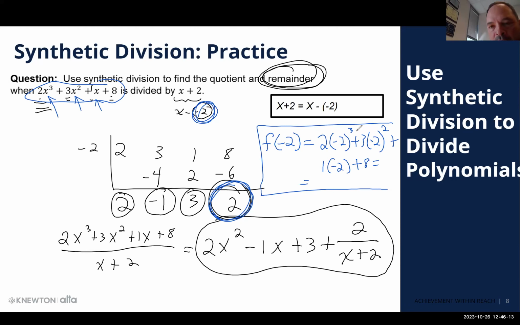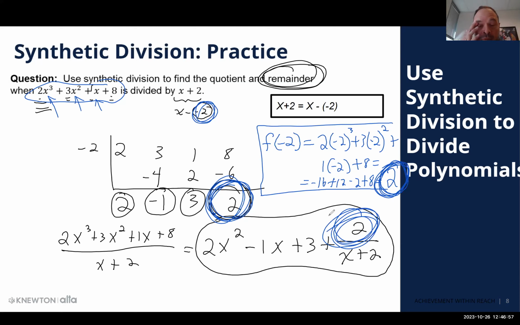So what do we get? Negative 2 to the third power is 8 times 2 is 16. And I believe it's negative 16 because negative 2 to the third power is negative 8. Negative 2 squared is 4 times 3, that's 12. Then this is a minus 2 plus 8. Okay. So negative 16 plus 12 is a negative 4. Minus 2 is negative 6 plus 8 is a 2. That 2 matches this 2, which is this 2 over here.